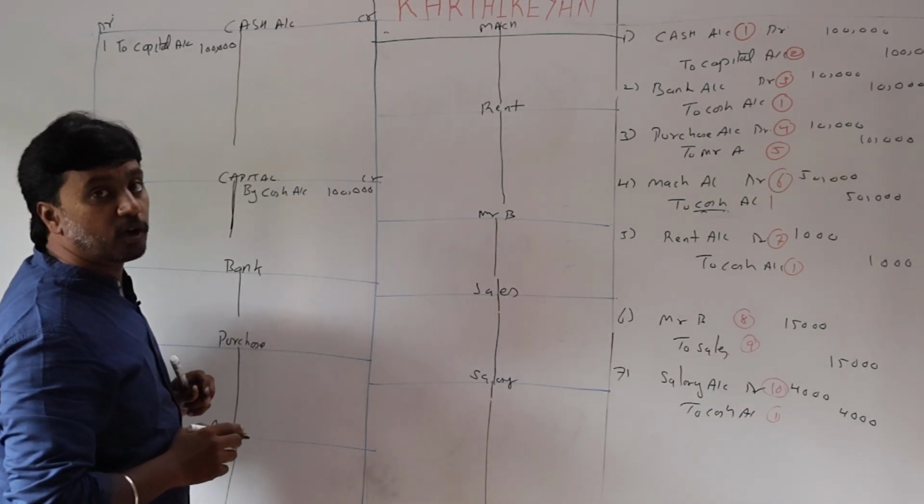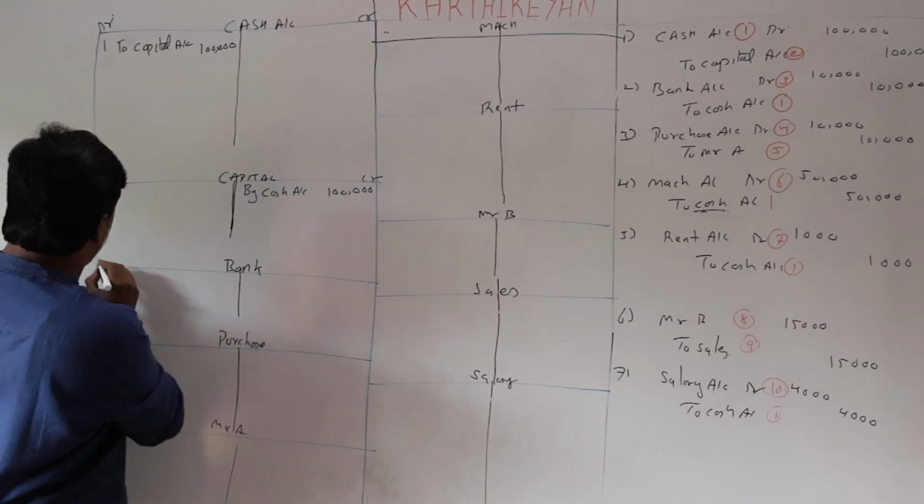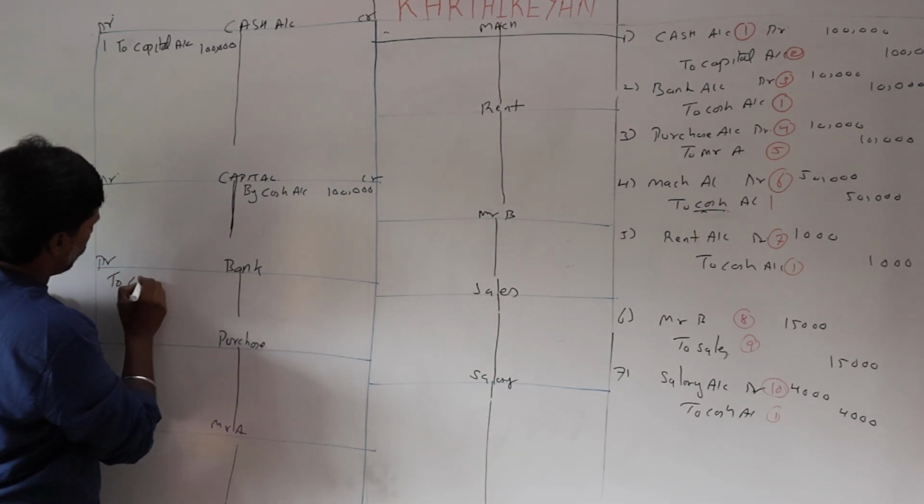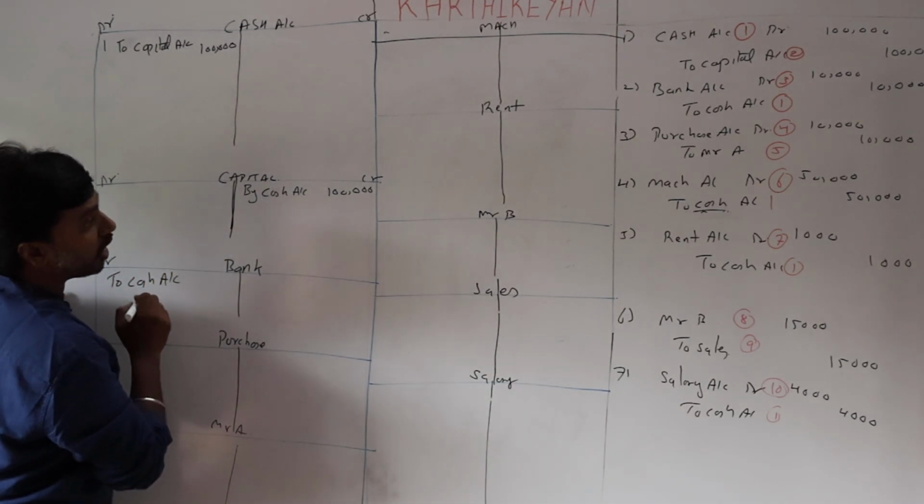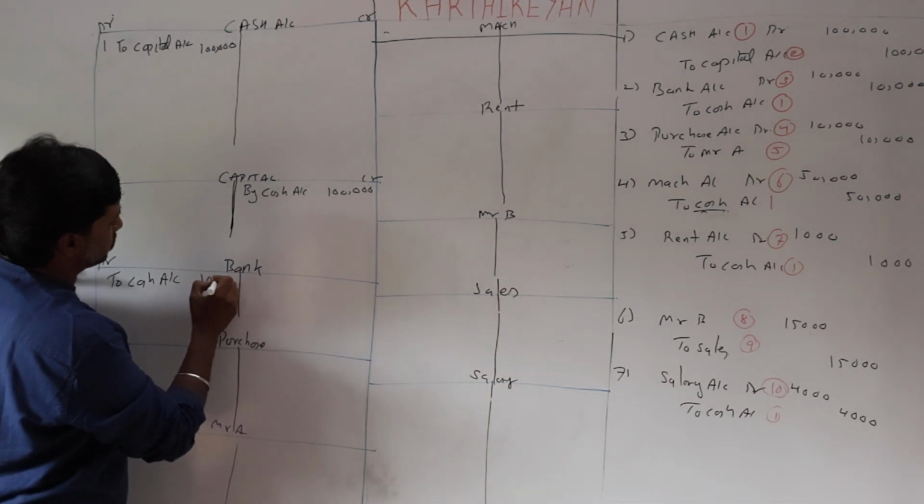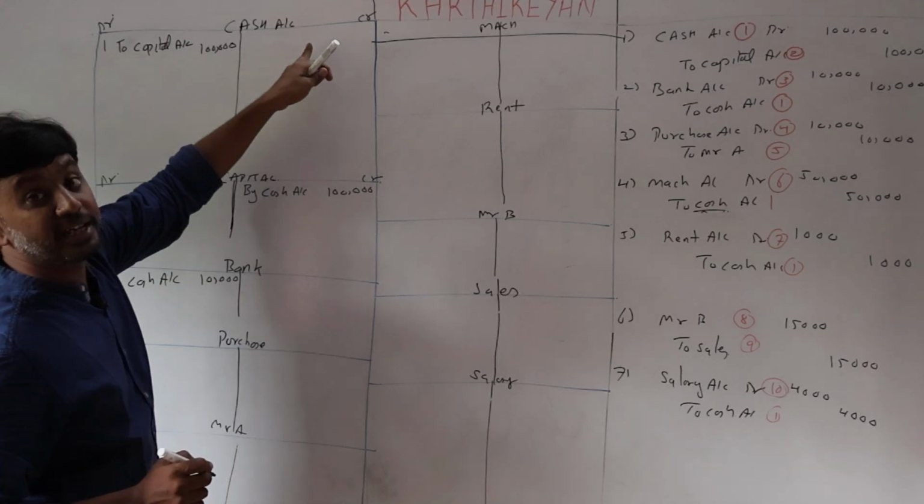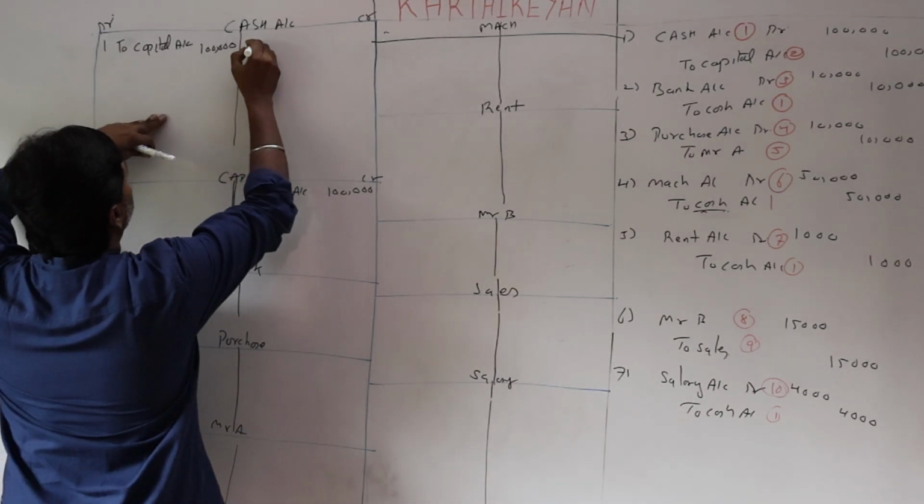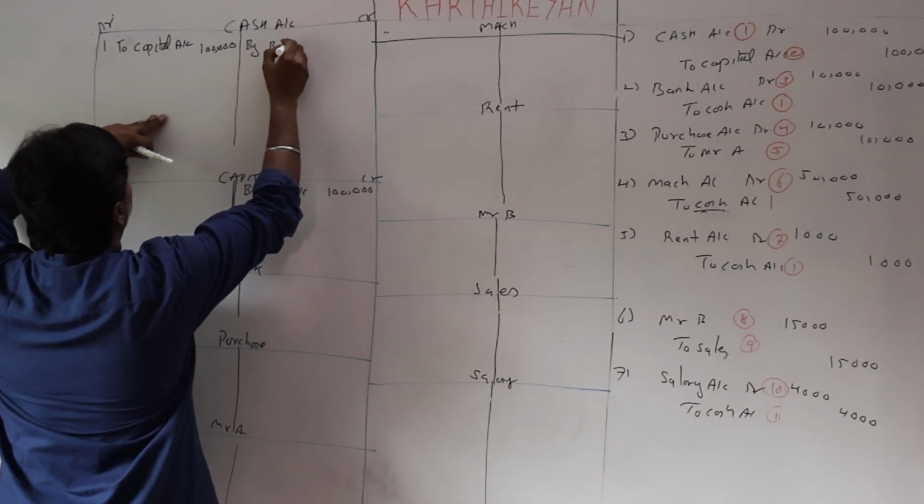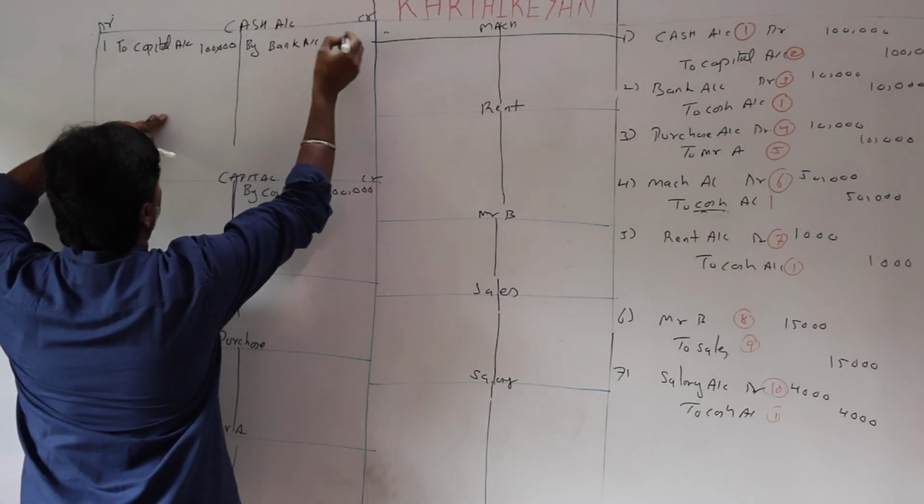Second one, bank account debited to cash account. Bank account debited to cash account. How much amount? 10,000. Fine. What has happened to the cash account? Cash account has been credited. By which account? By bank account.